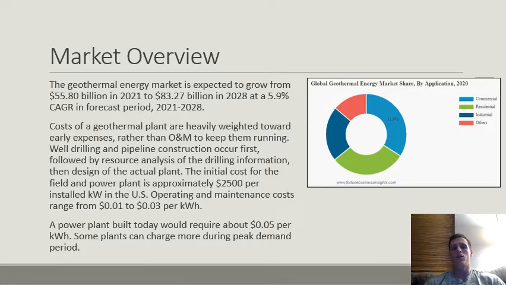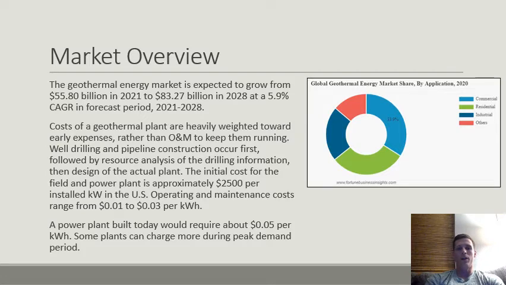When considering constructing a geothermal plant, costs are heavily weighted early on in the development plan, versus on the operations and maintenance side. It's pretty low maintenance when it comes to maintaining a geothermal power plant.